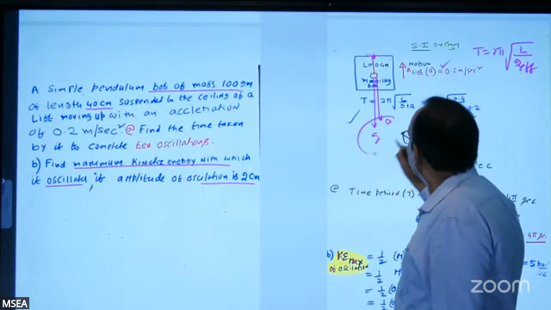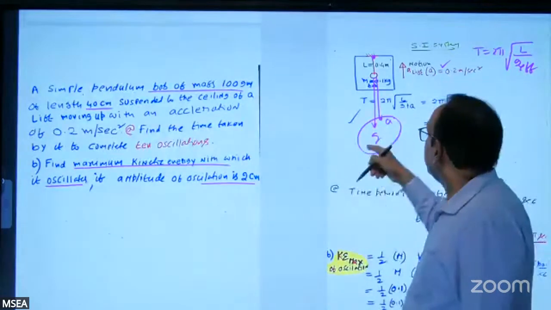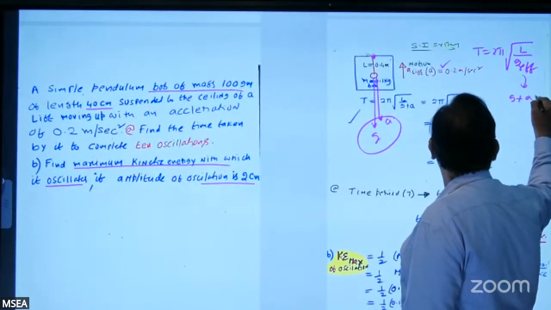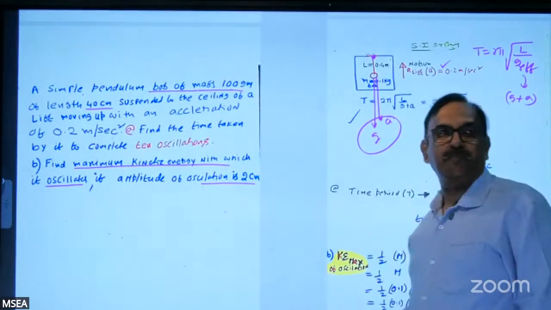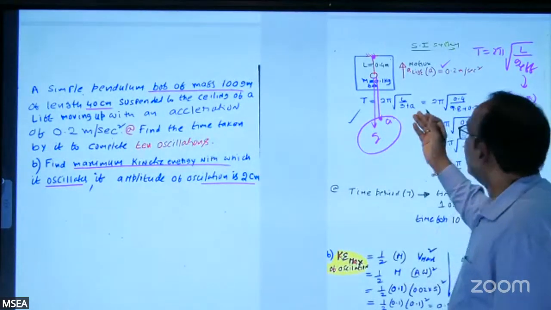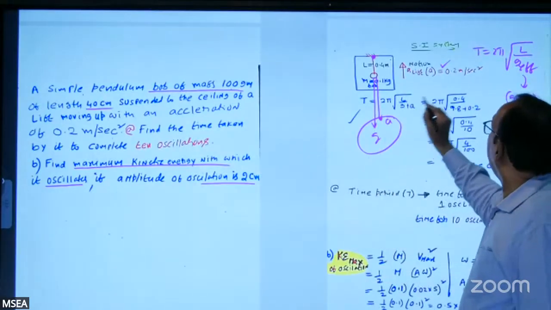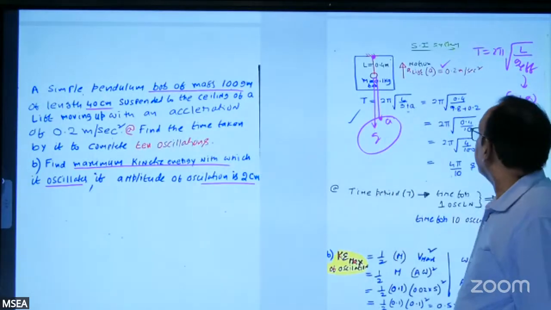So what is the effective acceleration under which it is oscillating? This effective g comes out to be, in this case, g plus a. After you conclude that particular small point, it becomes fairly direct. So time period is 2 pi root L by g effective. In place of g effective, we have to write g plus a.